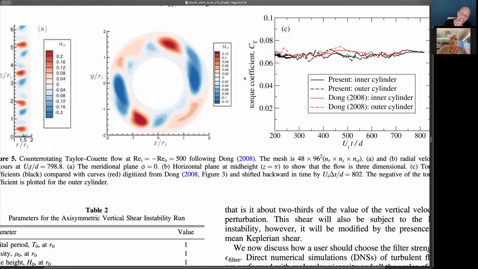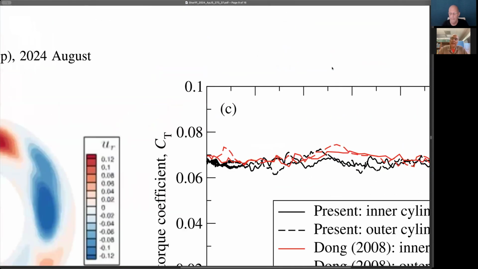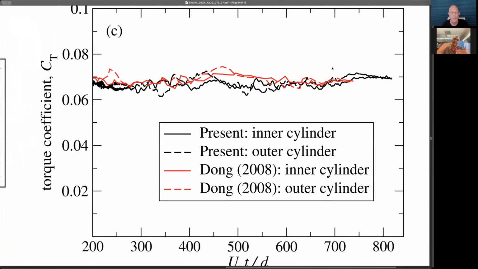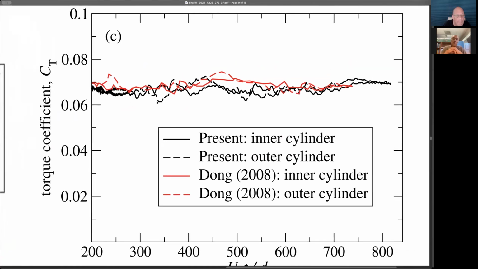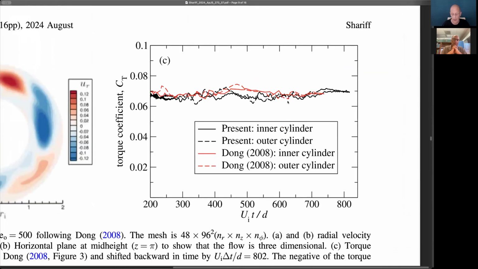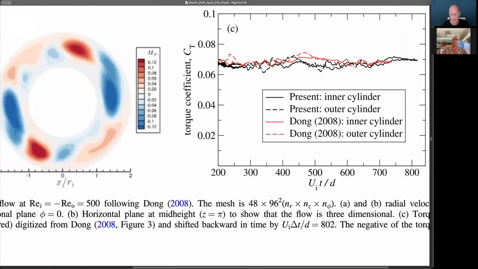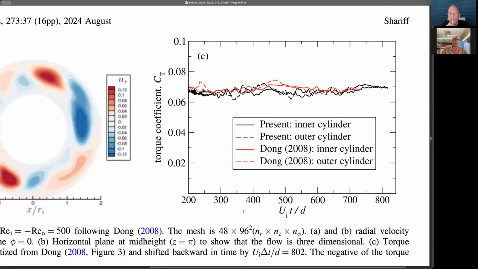So the black line shows what we obtained for the torque coefficient as a function of time, and the red line shows what Dong obtained. Of course, they can't be the same because of different random numbers, etc. So one should only look at whether on average they're the same. Right. The torques agree. Pretty good. And the number of grid points was in the caption: 48 by 96 squared. There you go. Fairly light, but good.